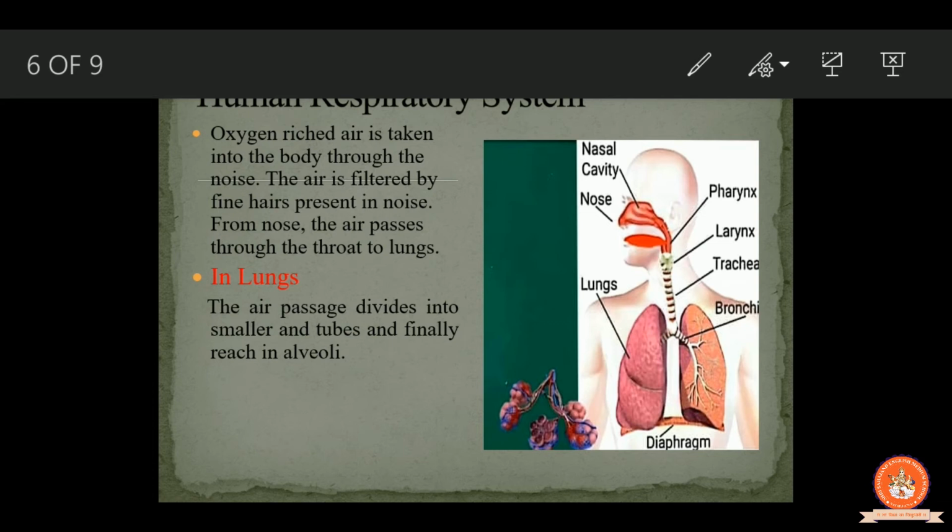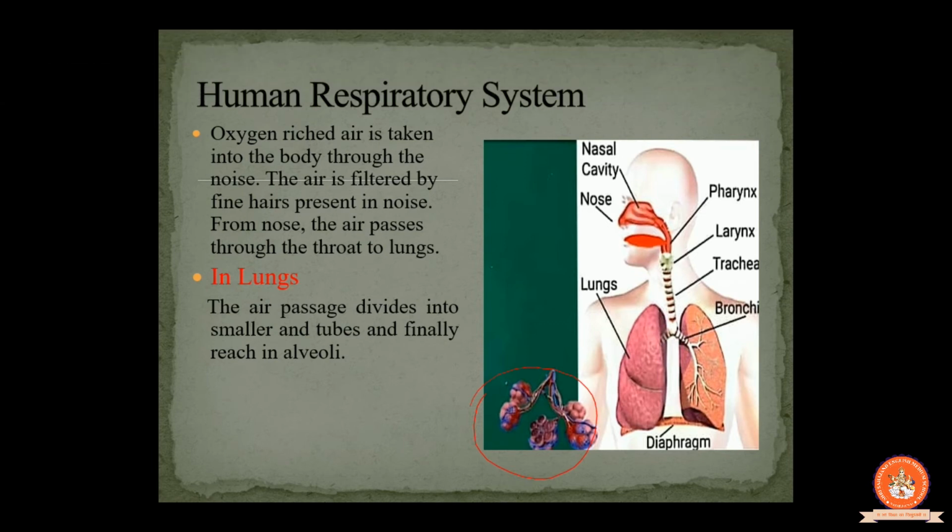ब्रोंकी का क्या होता है? ब्रोंकाई होता है. वो स्मॉलर ट्यूब में चले जाते हैं. वो ट्यूब का नाम क्या है? ब्रोंकिओल्स. And finally reach the alveoli. अब एल्वियोली which I showed over here you. Okay, this is the alveoli. And your air, जो एयर होता है लंग से कहाँ पे जाता है? एल्वियोली में जाता है.